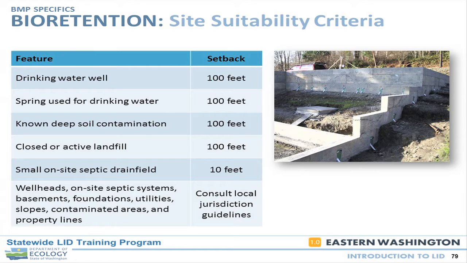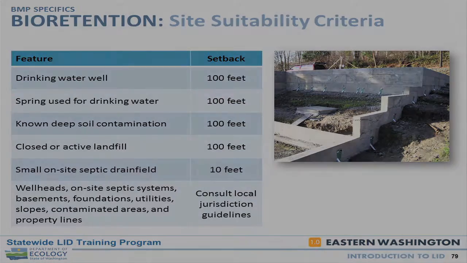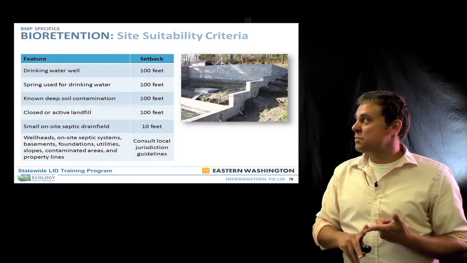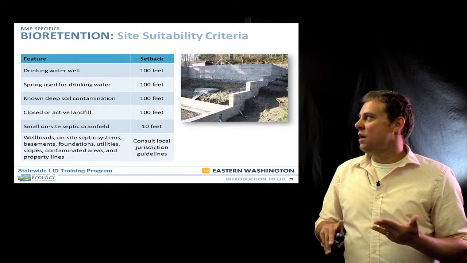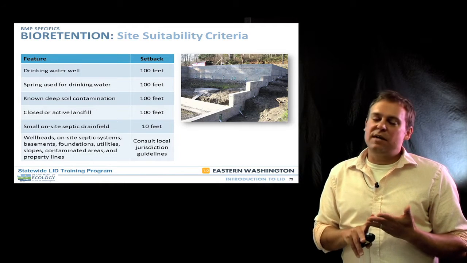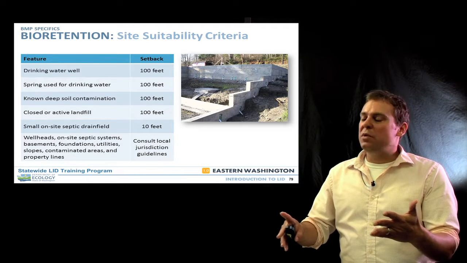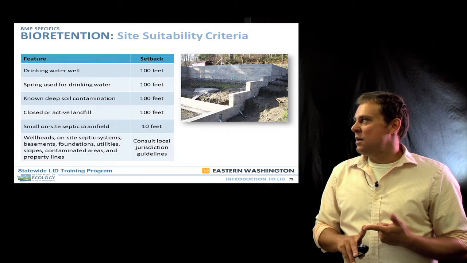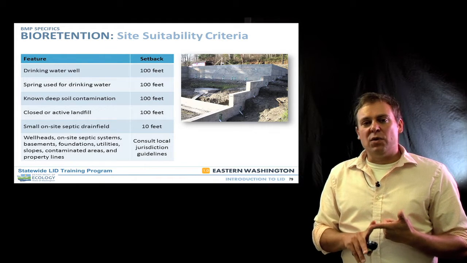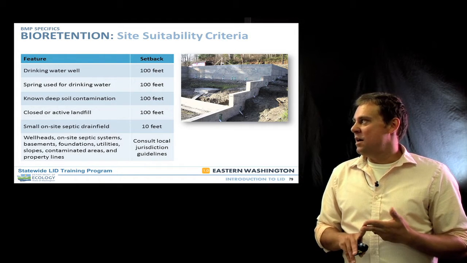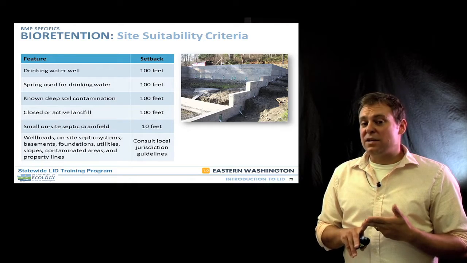So here is a list of various required offsets from critical infrastructure that could be impacted by infiltration practices. Drinking water wells need to be 100 feet away from them. Usually 100 feet is the general rule for all of these, so stay away from springs used for drinking water. Known deep soil contamination, you don't want that water to mobilize the contaminated soils. Similarly, active or closed landfills, septic drain fields. Again, the setback's a little bit less, but still you need to stay away from those.